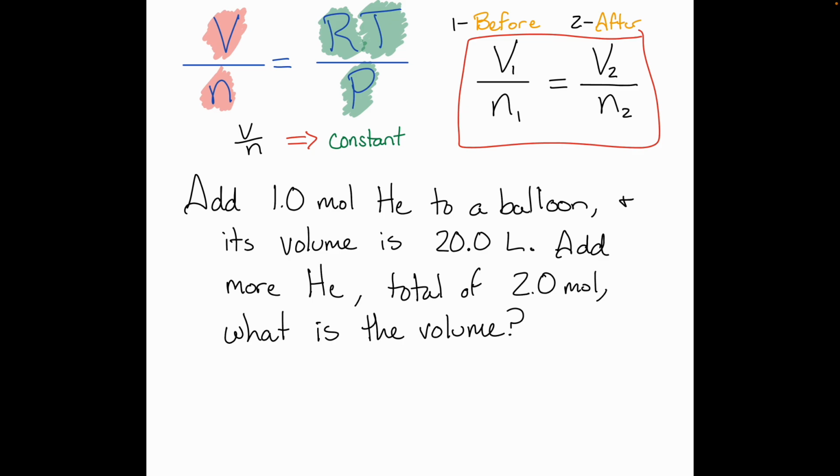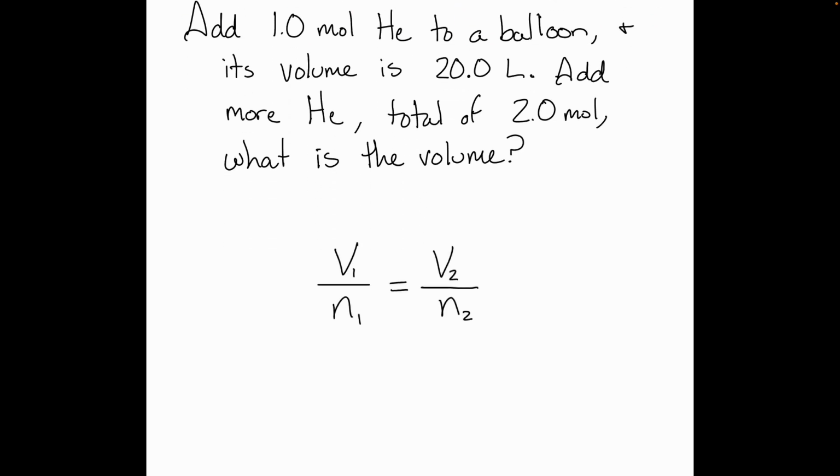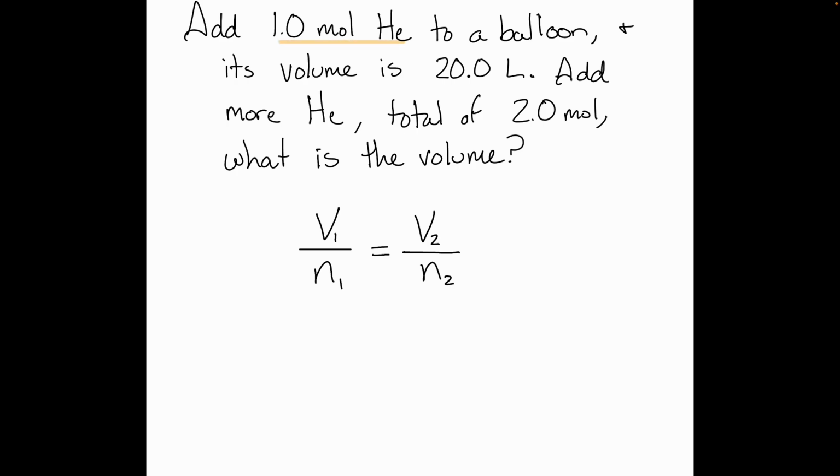Cool. All right, so to be clear, my V1 in this equation and my N1 are the initial conditions that I'm being told about this gas. So I have 1 mole of helium, that's my N1, at 20 liters, that's my V1. I'm then told that we put 2 moles of air in there, so that's my N2. So I'm solving this equation for V2. I'm just going to rearrange using algebra, multiply by N2 on both sides. I get V2 equals V1 over N1 times N2.